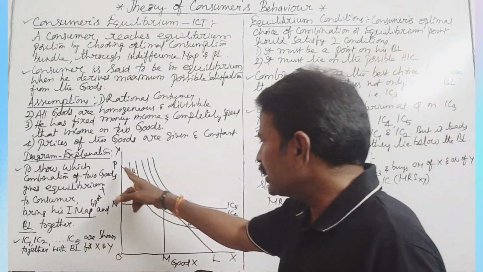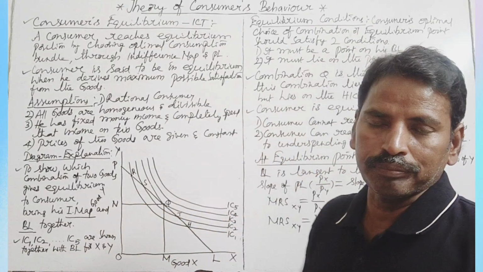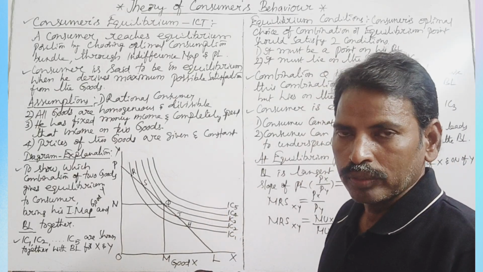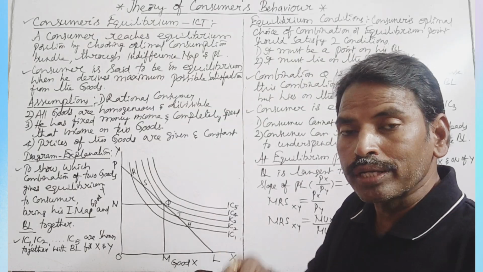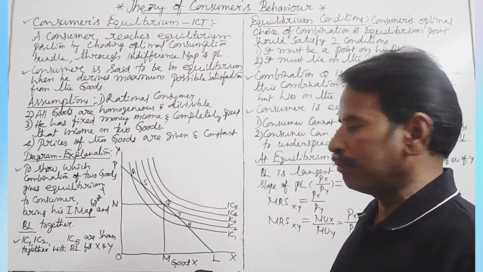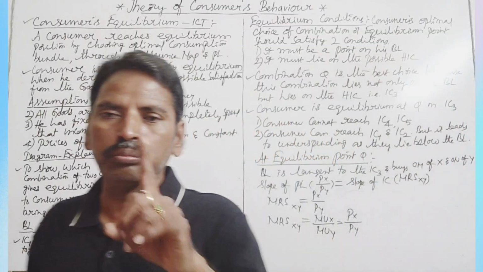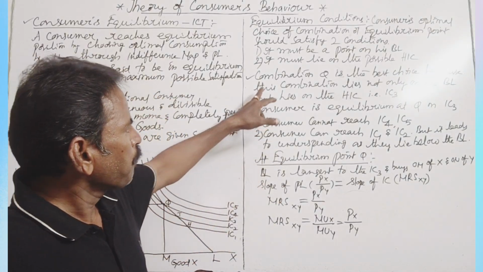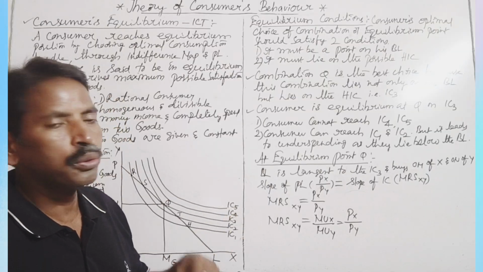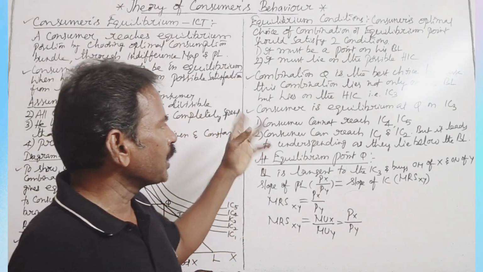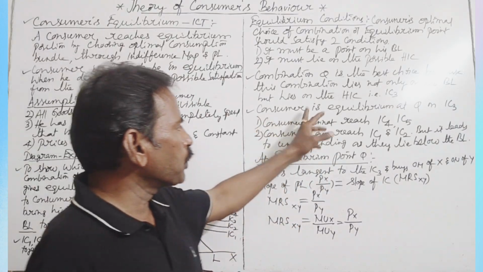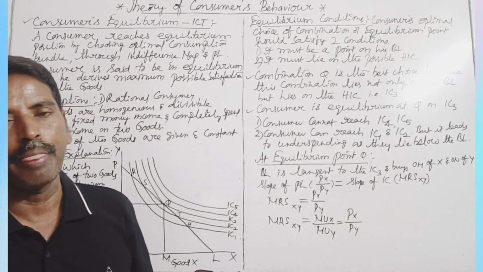Price line must be tangent to the indifference curve. In other words, price line must be tangent to the indifference curve, and slope of price line is equal to slope of indifference curve. These two conditions are required. So Q point satisfies both the conditions. So combination Q is the best choice because this combination lies not only on his budget line but also lies on the higher indifference curve, that is called IC3. Therefore, consumer is in equilibrium at Q on IC3.